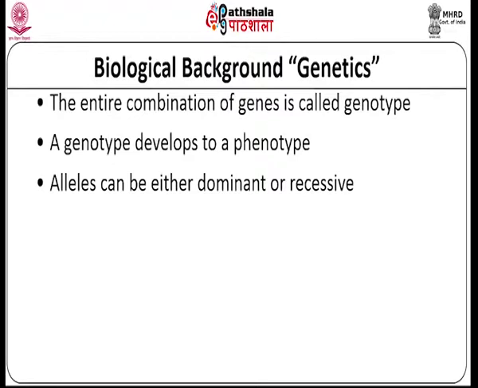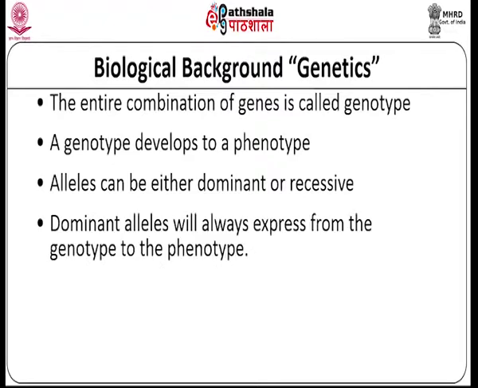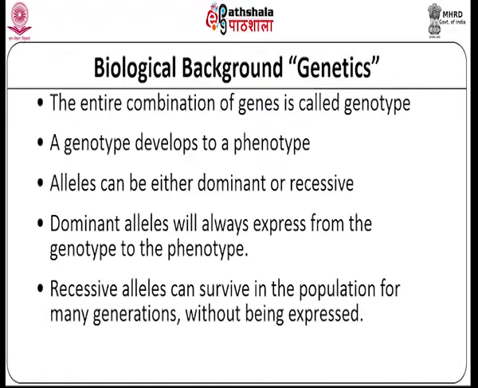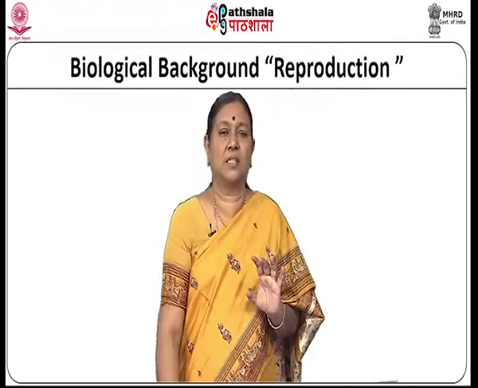For example, some particular characteristic like black can be dominant or black can be recessive in color in some application. Dominant alleles always express, that is, they will be taken from genotypes to form the phenotype, while recessive alleles can survive in the population for many generations, but need not be expressed at all. So, it need not form a phenotype at all.